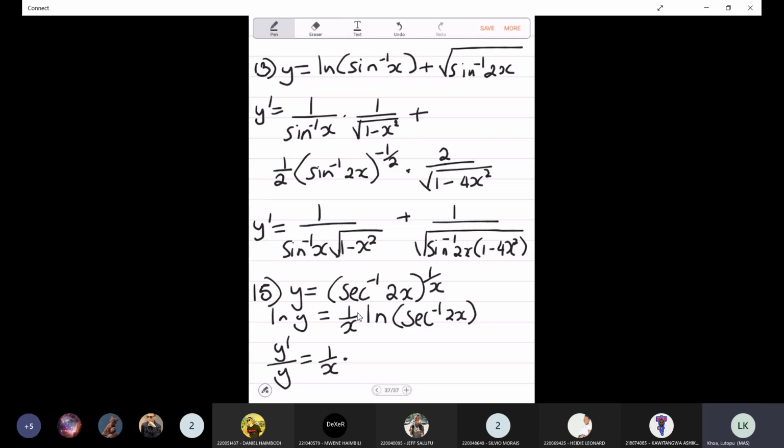So first we have 1 over sec inverse of 2x, and then we multiply by the derivative of sec inverse of 2x. So we said the derivative of 2x in the numerator, and then we multiply in the denominator our f of x, which is 2x, and then the square root of our f of x squared. So that will be 4x squared minus 1. Okay, so that's the first part of this derivative.